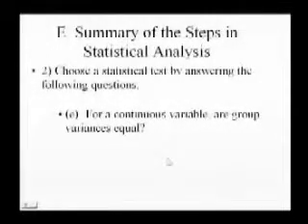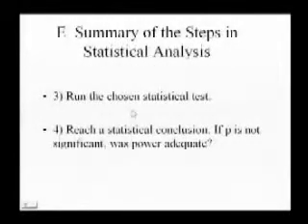We'll continue to build on that terminology. For a continuous variable, are the group variances equal? So we recognize these as being important from the tables that we just examined closely. Then run the chosen statistical test. Make sure you've got your data table set up appropriately for the statistical test that you're going to run, if obviously you're going to run a statistical software package on the data set. Reach a statistical conclusion. If P is not significant, was the power of your analysis adequate?